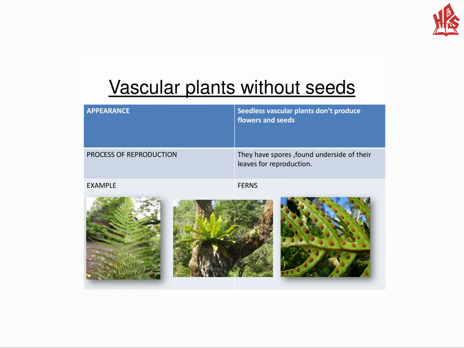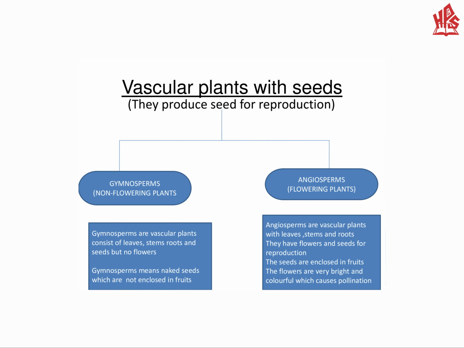Firstly, its appearance. As is mentioned in its name, these plants don't have seeds and flowers. They reproduce through spores, mostly found on the underside of the leaves. The examples of vascular plants without seeds are ferns, as you can see in the pictures. Now comes the vascular plants with seeds.